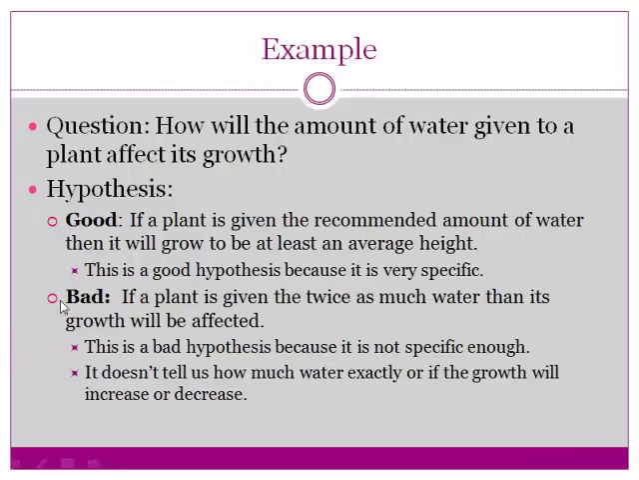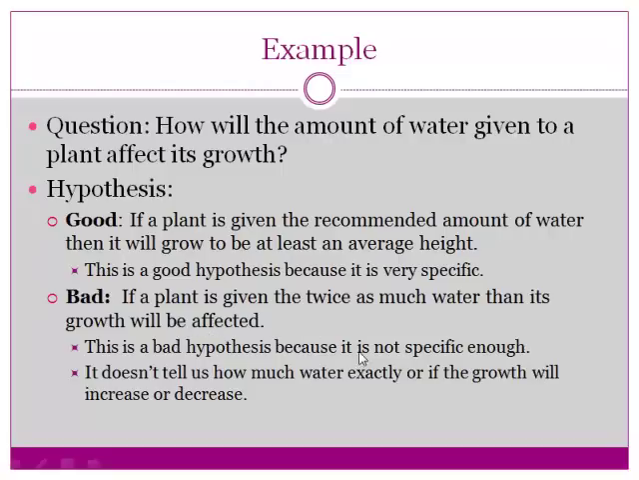Here is an example of a poorly written or bad hypothesis. If a plant is given twice as much water, then its growth will be affected. So they do talk about the two variables, the amount of water and the growth, but they only tell us twice as much, which isn't a very good measurement. We don't know what twice as much means, and we don't know how it will be affected, the growth.